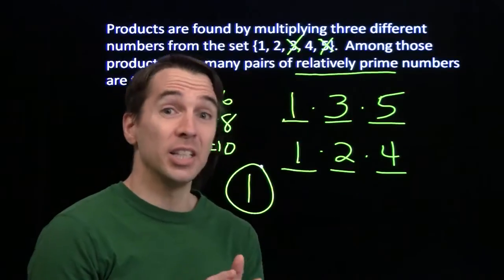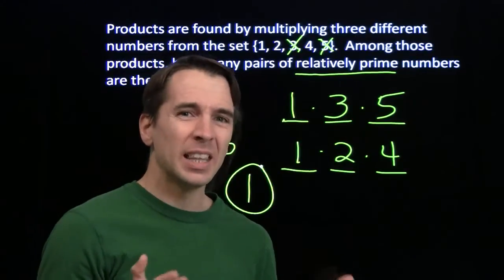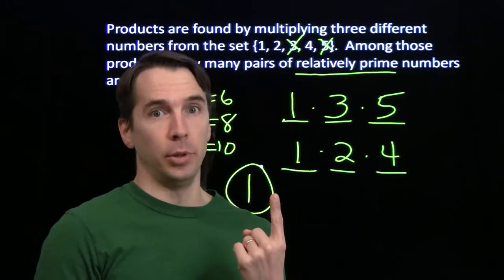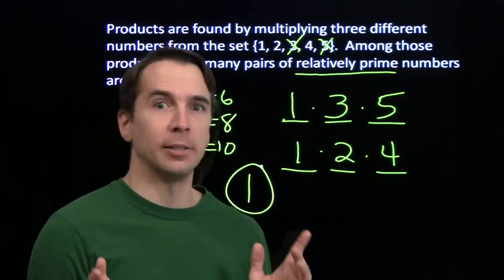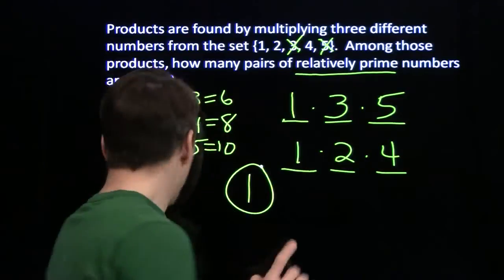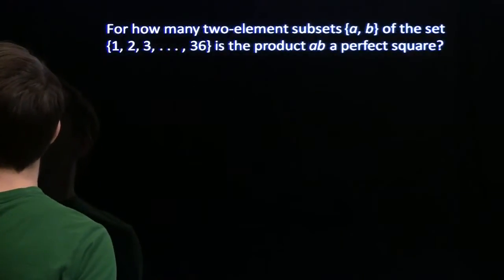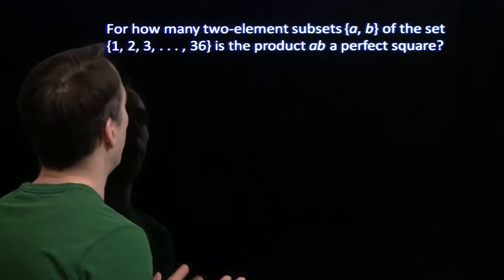Now I call this strategy constructive counting. Sometimes thinking about how to make one example of what you're trying to count will tell you how to count all of them. Now it's particularly convenient when there's only one to count. But let's try this on a more difficult problem.